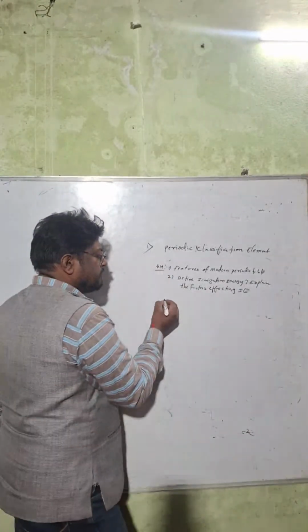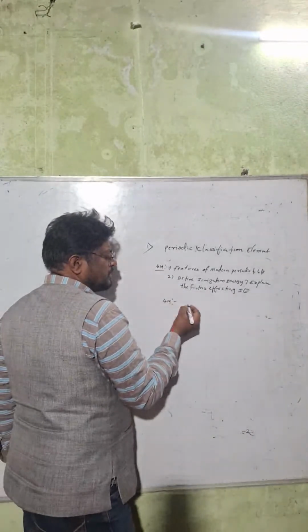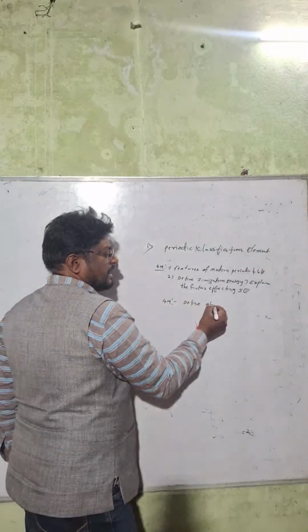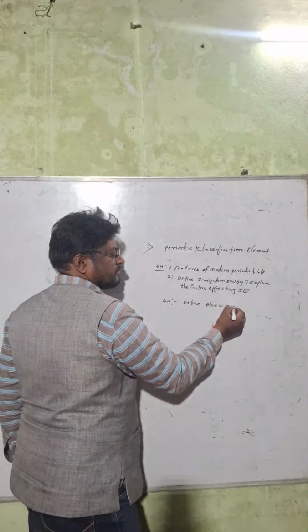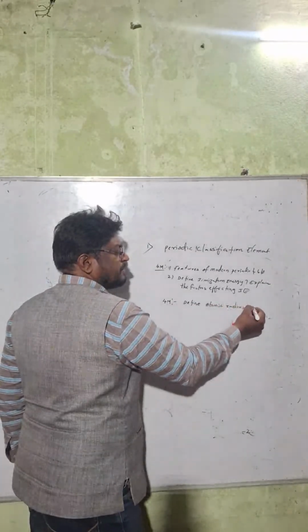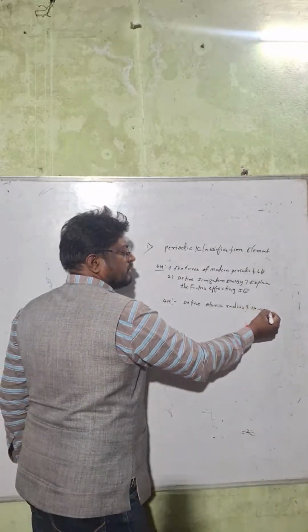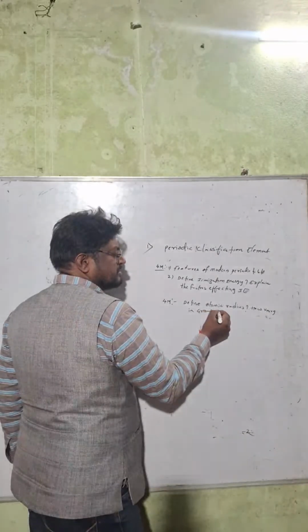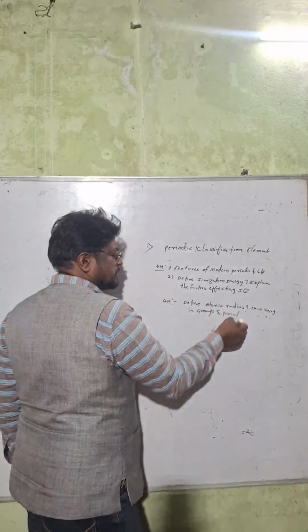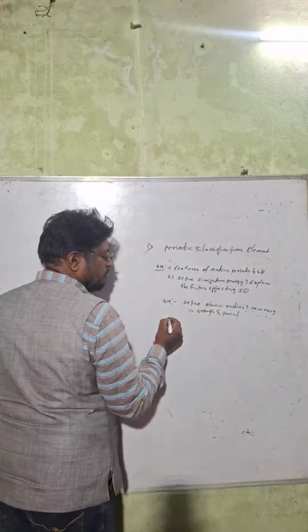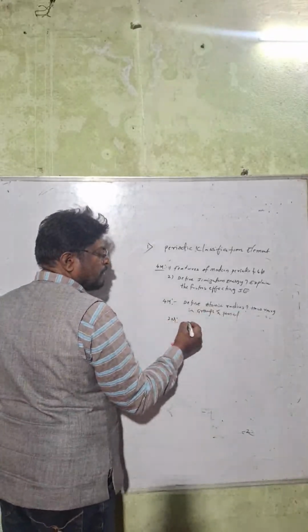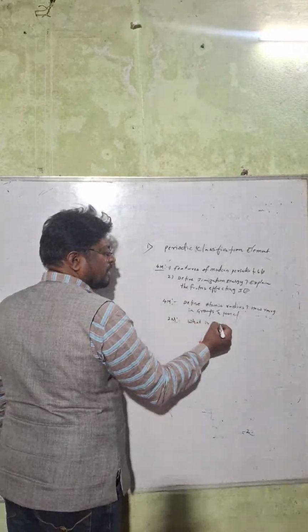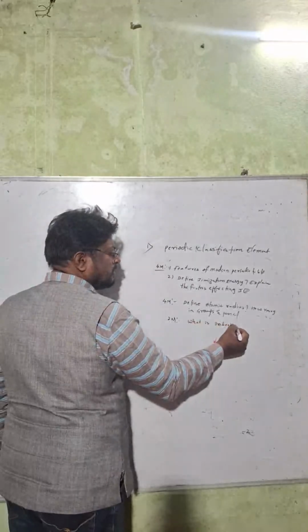And next, I'll give you a 4-mark question. Define atomic radius. How does it vary in groups and periods? This is a 4-mark question. And next, a 2-mark question. What is Dobereiner's triad?